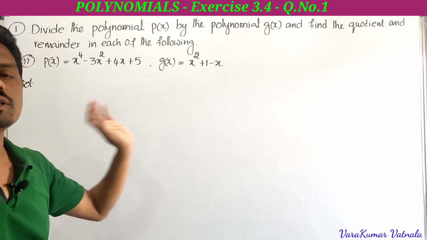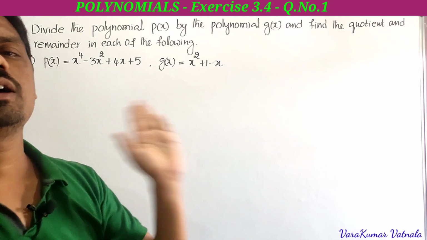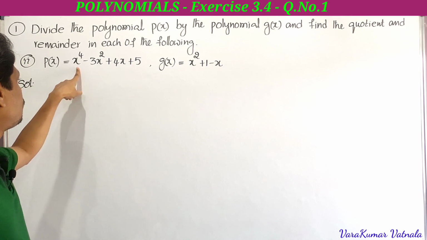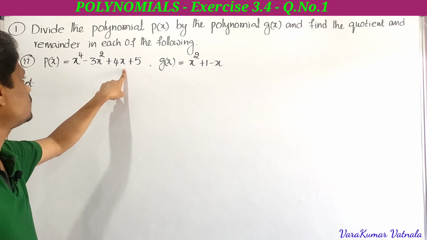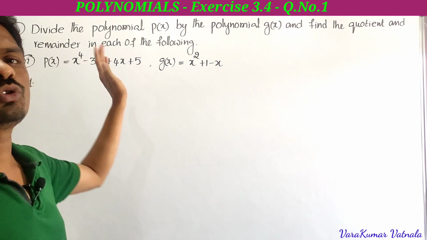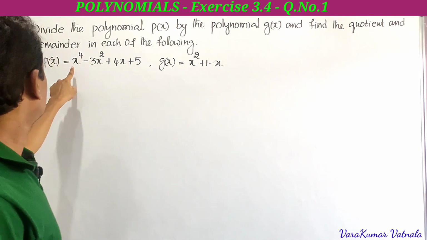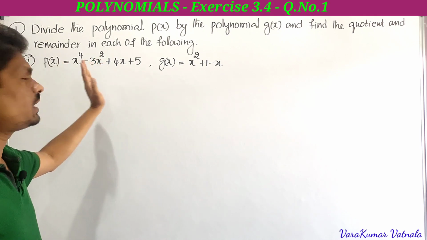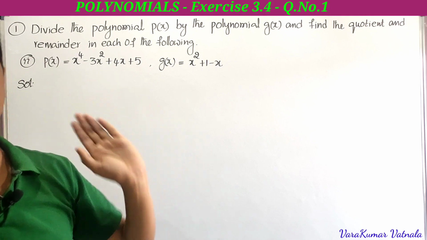So here the powers of the variable should be in decreasing order. That is the standard form. So here x to the power 4, x square, x and 5. The degrees of the terms should be in decreasing order. Here 4, 2, 1, 0. There is no x cube term here. Yes, p of x is in its standard form.